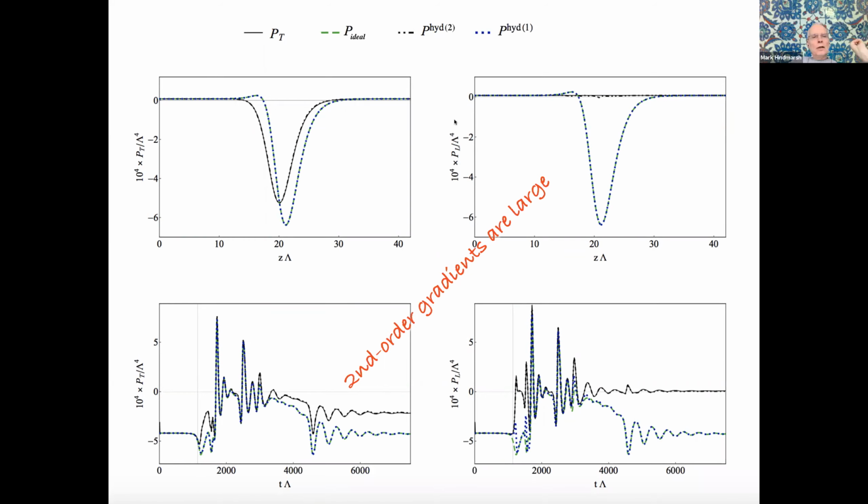Yeah, I have a question, if I can put one at this point. I'm surprised that second order is so accurate, because if the second order gradients are large, what about the third and fourth?